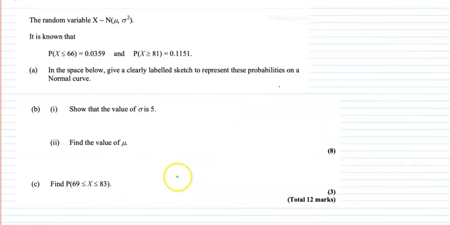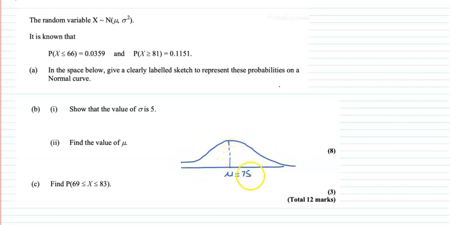Okay, and for the last part, the C part, if we draw a bell-shaped diagram, it should be like this. Here mu we have already found, mu is 75, and 69 will be on the left side of mu, 83 will be on the right side of mu, and you need to find this area.